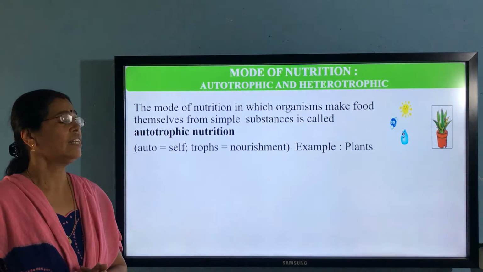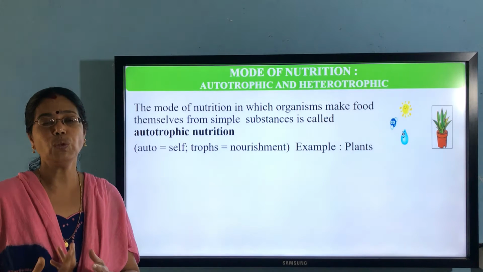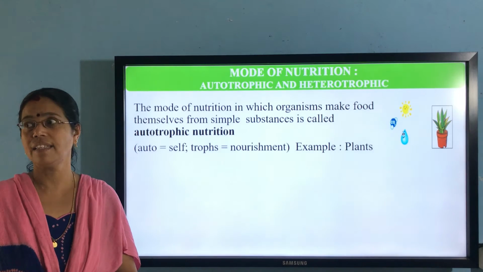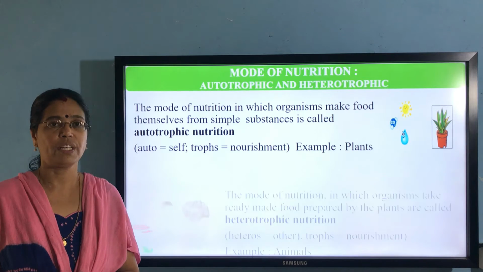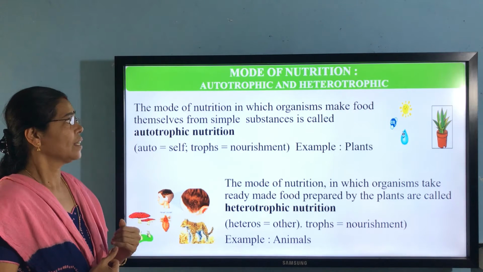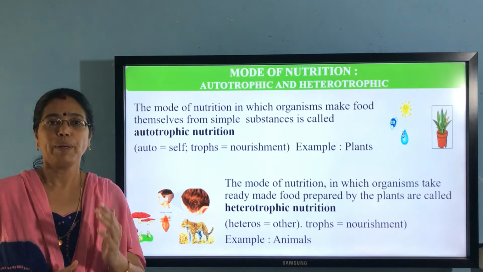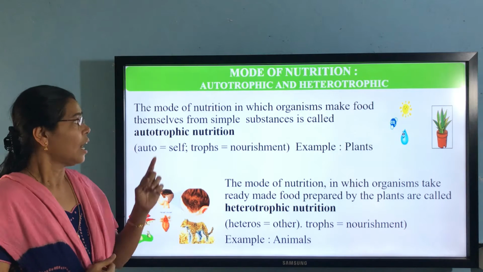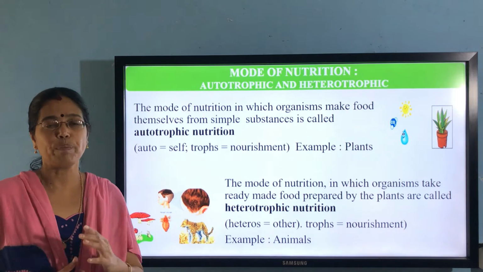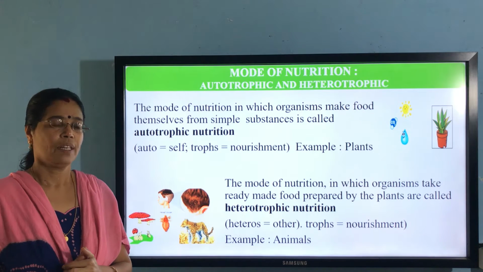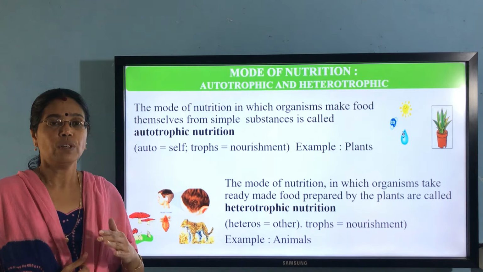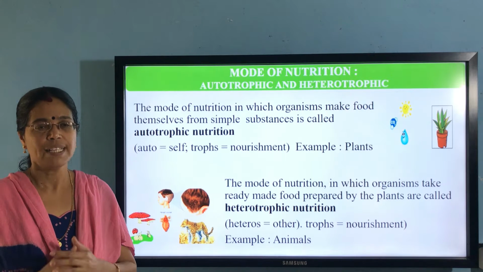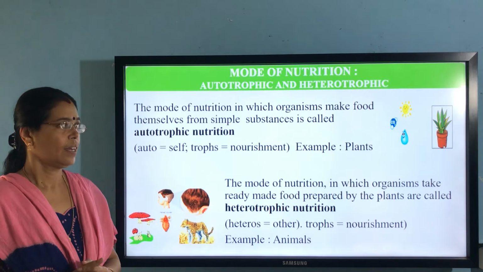So in nutrition, we are going to deal with two modes. The first is the autotrophic mode of nutrition and the second is the heterotrophic mode of nutrition. In autotrophs, the green plant prepares its own food from simple substances. Auto means self, trop means nourishment. Here the plant does photosynthesis and prepares its own food with the help of simple substances.